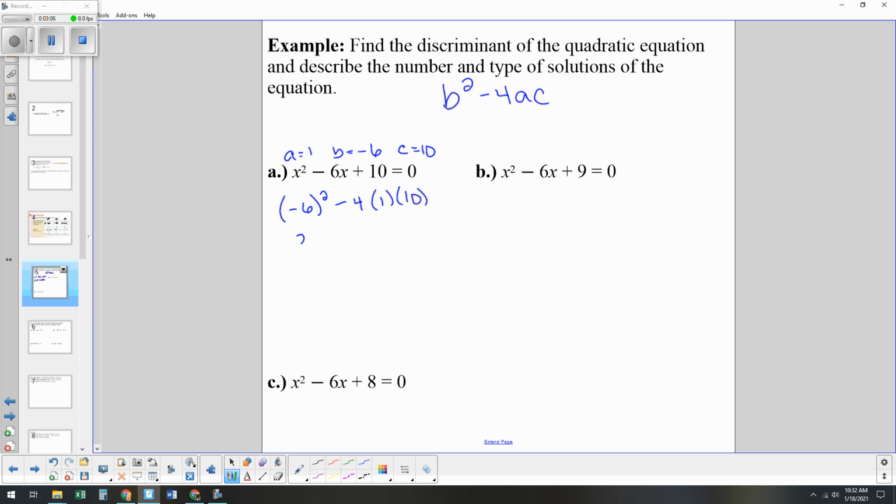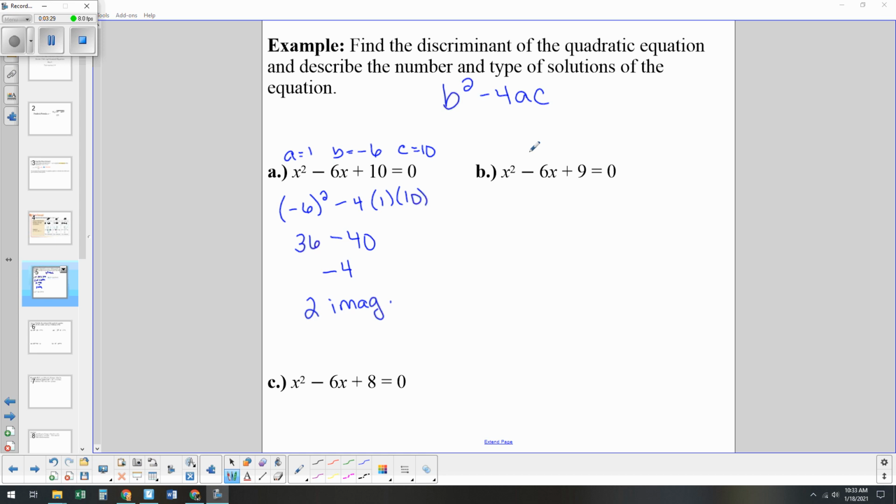So this is 36. And now I'm going to look at the signs first. I have one negative all the way across, which means I'm going to have a negative here. 4 times 1 is 4, times 10 is 40. So 36 minus 40, we get negative 4. That's a negative discriminant, so there are two imaginary solutions.